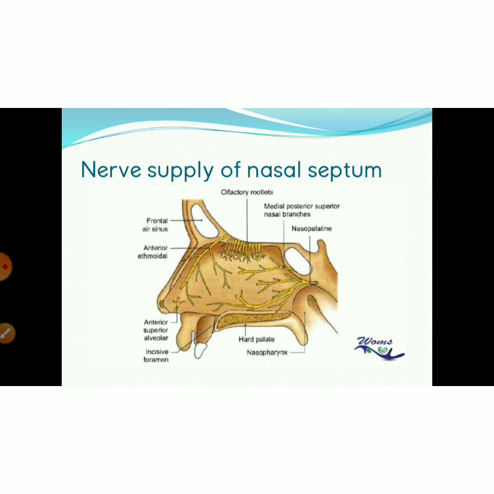So we will come to the nerve supply of the nasal septum. As we told earlier, the olfactory nerve carries the sense of smell from the olfactory area. Now the general sensations from the respiratory zone are carried by the following nerves. The posterior 3/4 of the septum is supplied by the nasopalatine nerve and the medial group of superior nasal branches of the sphenopalatine ganglion.